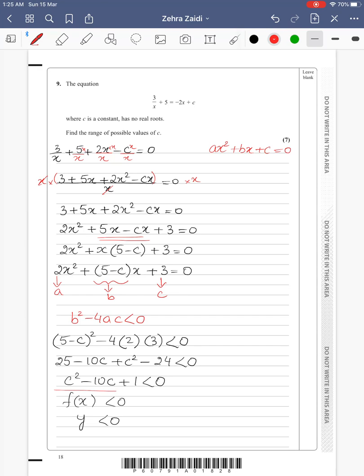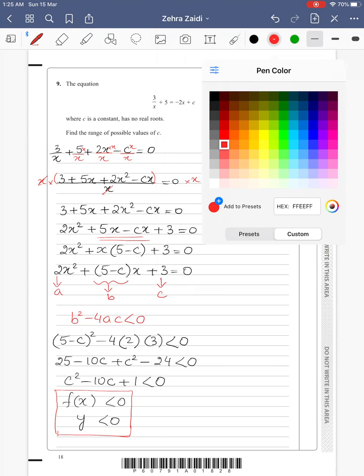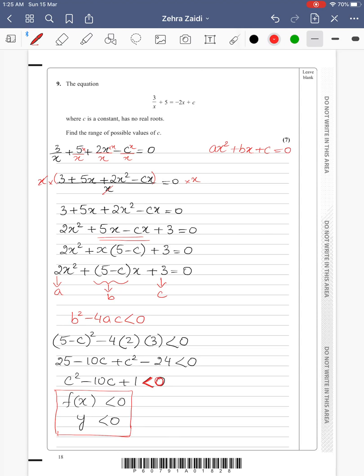This is a very important point to understand. When we draw our inequality, we are looking for the y values that are negative, and that's why it is less than 0 here. Okay, and this part represents our f(x) or y. Okay, so moving on, we have c squared minus 10c plus 1 is less than 0, and as we discussed, this is an inequality. To solve this inequality and to find the range of values of c, we must first find the critical values. And to find the critical values, we must equate this to 0.